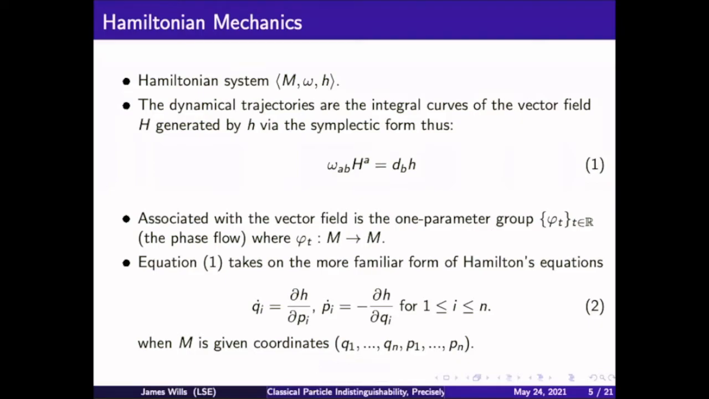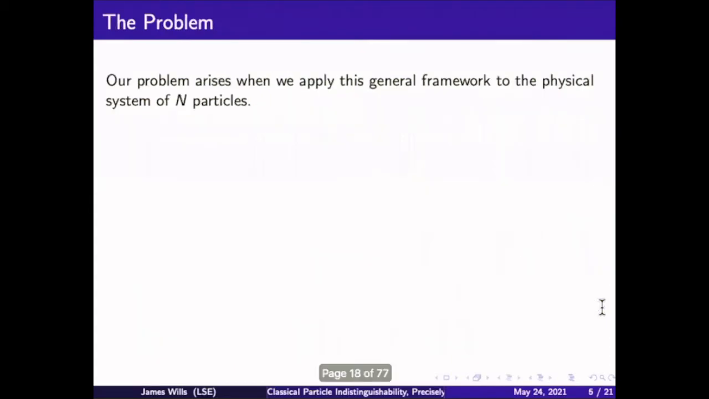And just to ground this in more familiar notation, equation 1, if you give M global coordinates where q are the canonical coordinates and p are the canonical momenta, then it takes the familiar form of Hamilton's equations. Given global coordinates thus, this is the physics of a physical system with little n degrees of freedom. The problem arises, our specific problem arises, where we apply this general framework to the physical system of capital N particles.